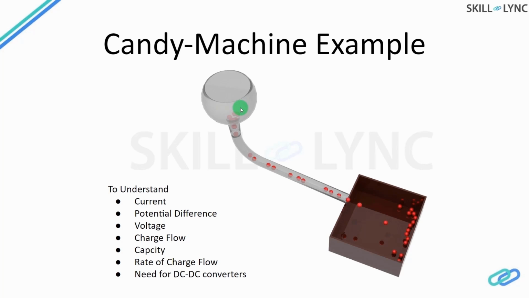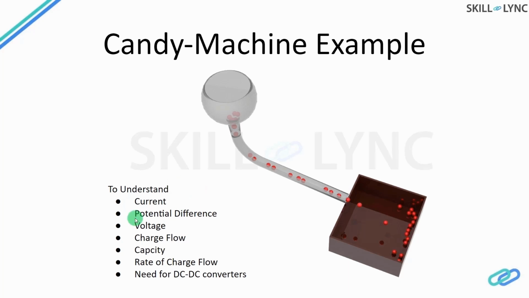So in order to understand these concepts a bit more, and also to understand a few more concepts like charge flow, capacity, rate of charge flow, and the need for a DC-DC converter, we have created a very simple example, and I like to call this the candy machine example. This is a made-up candy machine. No real candy machine looks like this. Essentially you have a bowl here which stores a lot of candies, and you have this box here, and then you have a curved elbow connector which connects the reservoir of candy to the box, right?